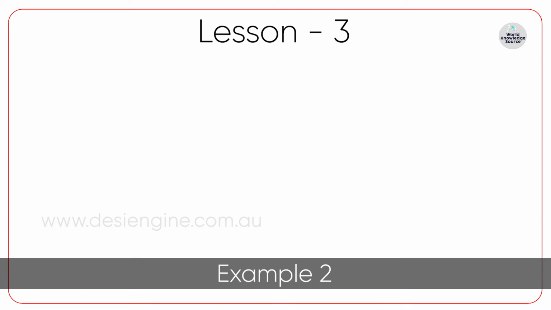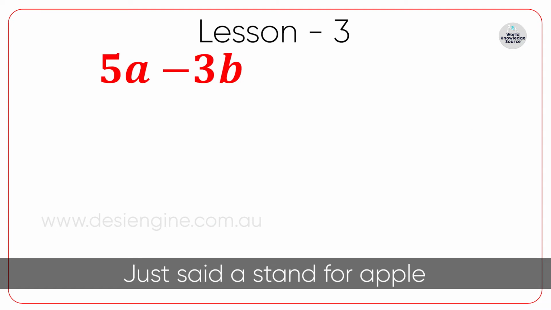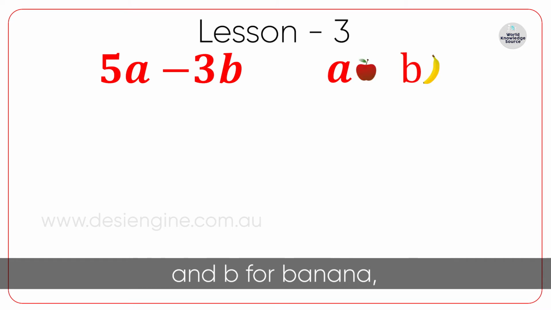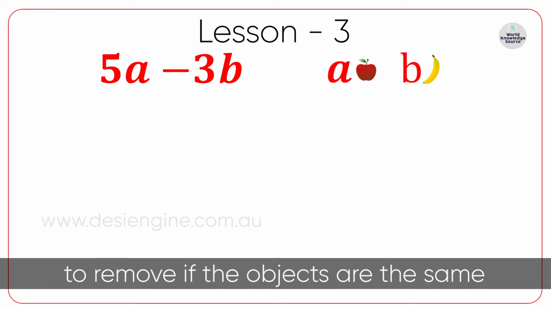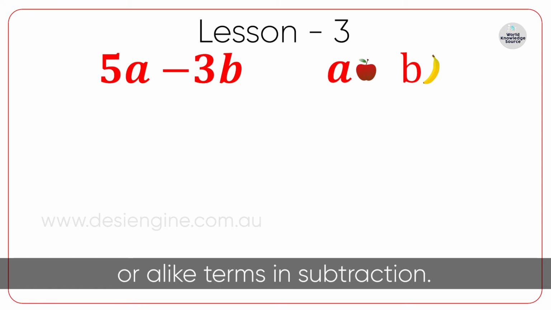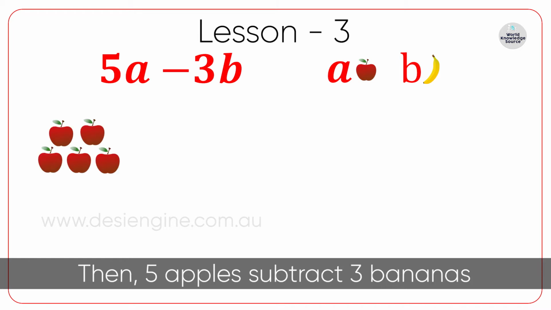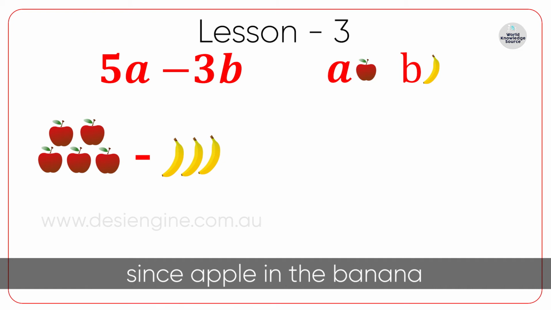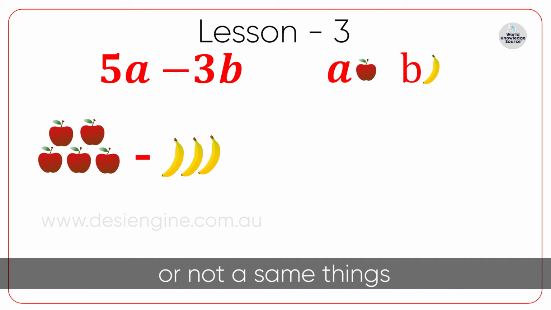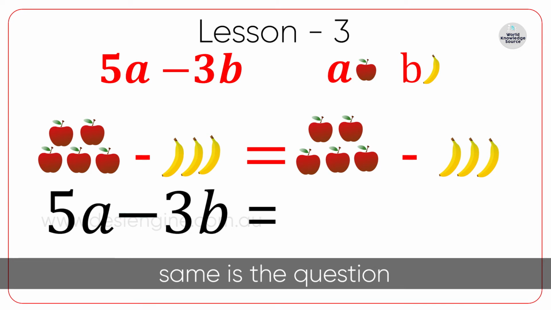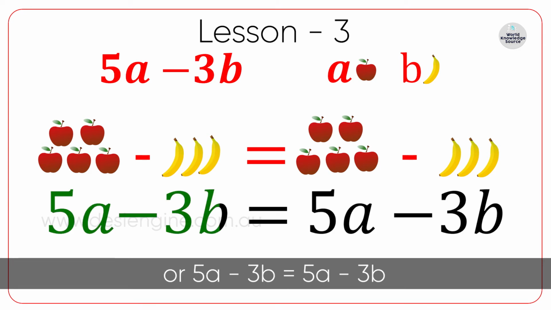Example 2. 5a subtract 3b. Just say a stands for apple and b for banana. Remember, in subtraction you can only remove if the objects are the same, or alike terms. Then, 5 apples subtract 3 bananas. Since apple and banana are not the same thing, or alike terms, you can't subtract them. So the answer will be the same as the question, or 5a subtract 3b equals 5a subtract 3b.